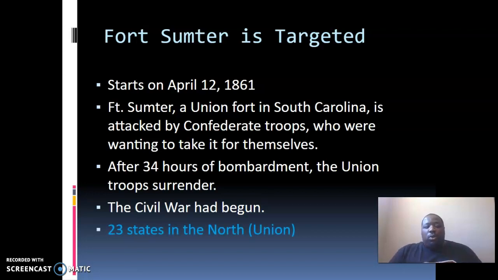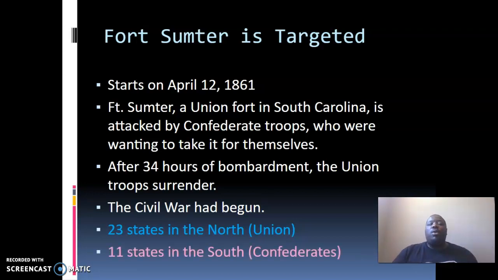So, in total, there were 23 states in the North, and then you had 11 states in the South. So they would then break apart, and basically, you can think of it as having a team. You had the North or the Union as one team, and then you had the Confederates or the South as another team. And so the North was led by Abraham Lincoln, and the South was led by Jefferson Davis.